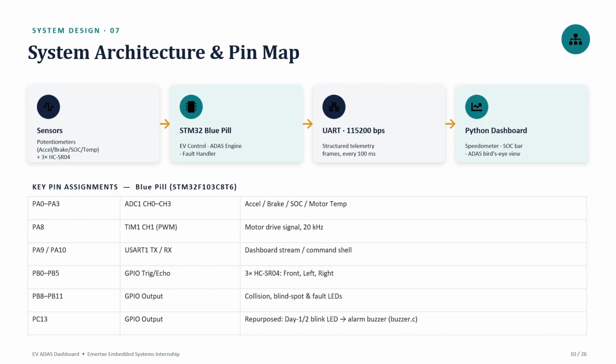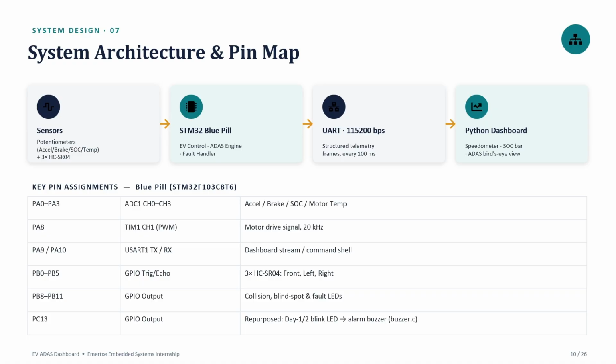First of all, we have to give some assignments to the pins of the Blue Pill board: PA0 to PA3 for ADC channels, PA8 for timers, some for the UART communication signals, some GPIO pins for ultrasonic sensors, some pins for blind spot LEDs, some for buzzers. We can see it in the table.